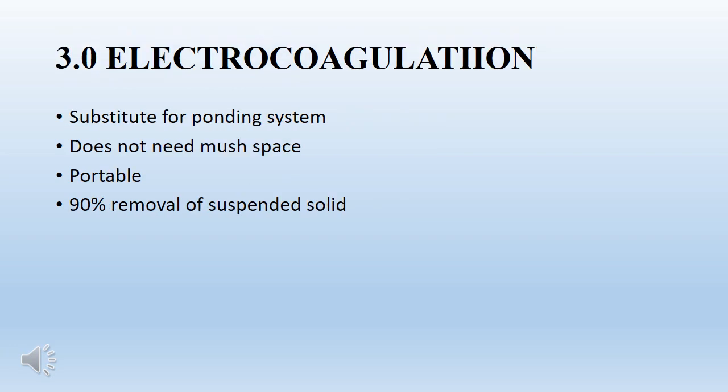Next is electrocoagulation, and this is a substitute for the ponding system, as sometimes the DOE does not accept the ponding system as it does not meet the requirements needed. The electrocoagulation system does not need much space and is portable. This makes it easier and more efficient than the ponding system. It also has a 90% removal of all suspended solids, making it more efficient and cleaner than the ponding system.